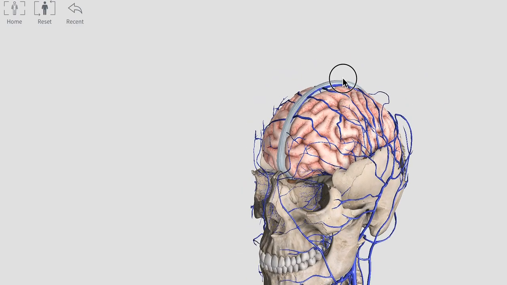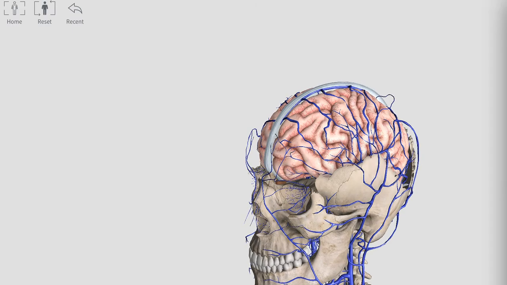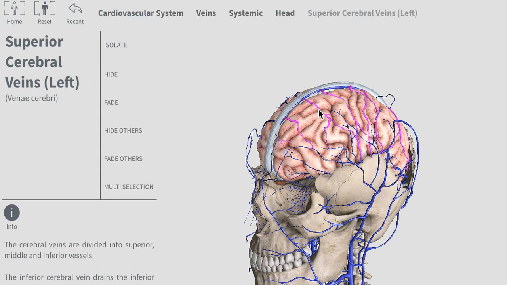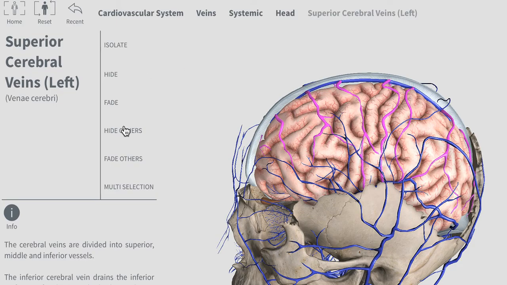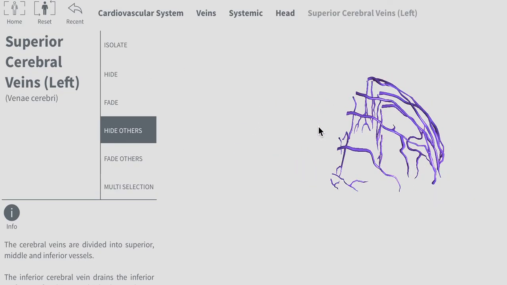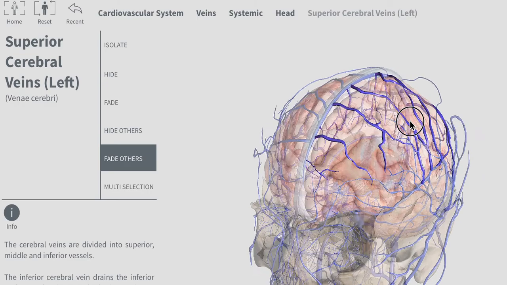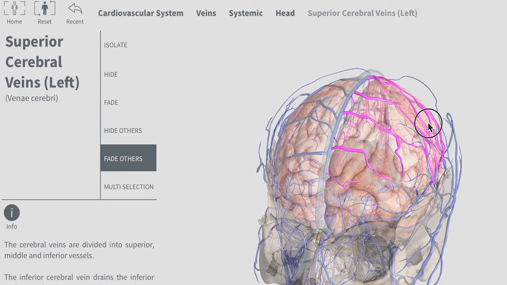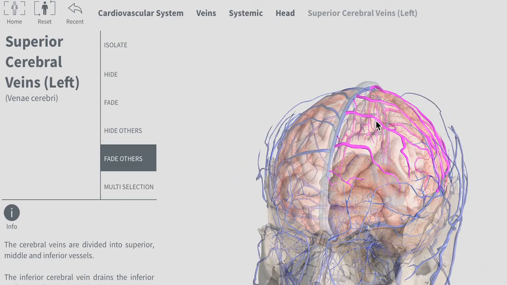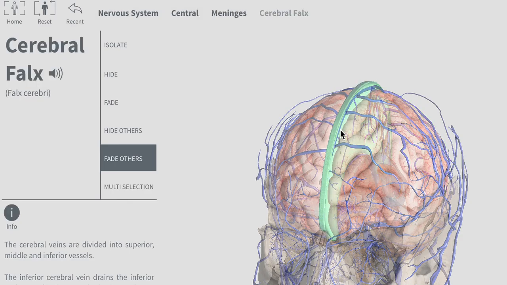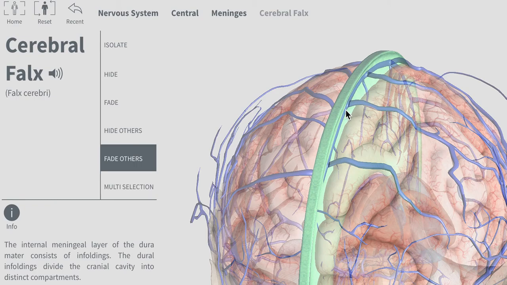Now let's get started with the cerebral veins. The superficial cerebral veins, as you can see here, see if they highlight everything. Oh, it does. Fantastic. Now the superior cerebral vein, as you can see, let me just fade others. So you can see both on the medial and the lateral and the superior side of the brain, we see these drainage systems that all drain into this big structure in the middle, which is called the superior sagittal sinus. Let me just hide the falx here.